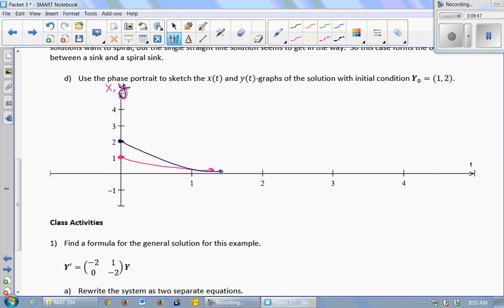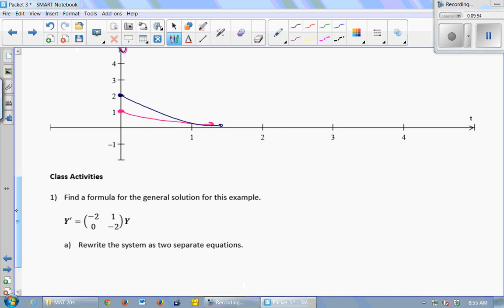Okay, so coming up with the general formula is left to you guys to do as part of the class activities. Once you have the general formula, see if it makes sense that this picture matches what you come up with.